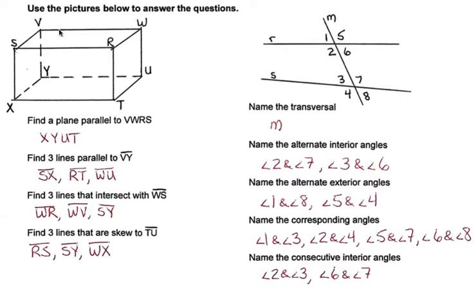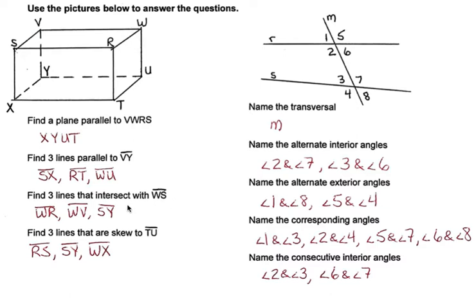Okay, we got ourselves a box. Find a plane parallel to VWRS. So VWRS, that's like the ceiling of a room. So the floor would be the plane that is parallel to it. You can see we have XYUT. 3 lines that are parallel to VY. Well, VY runs up and down right here. So this one, SX, RT, W would all be parallel.